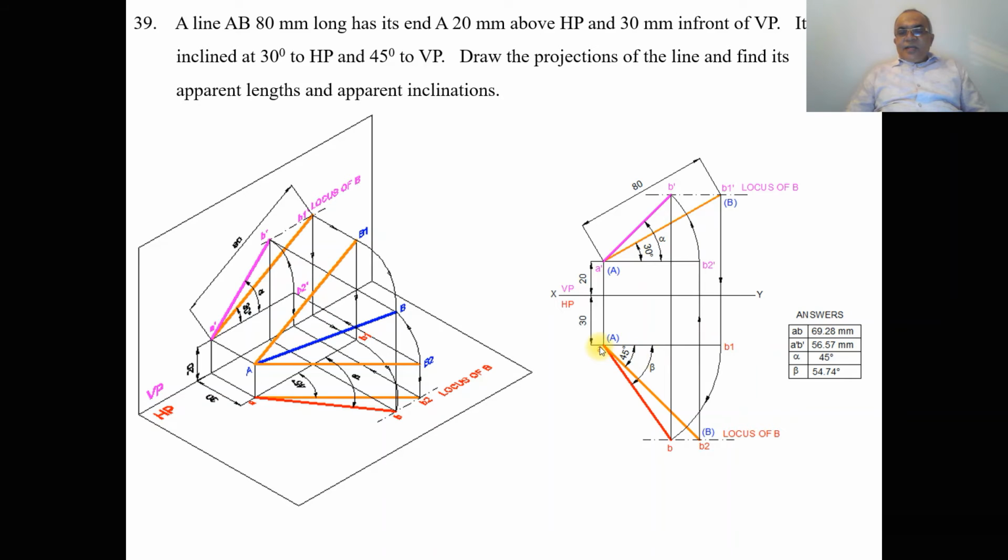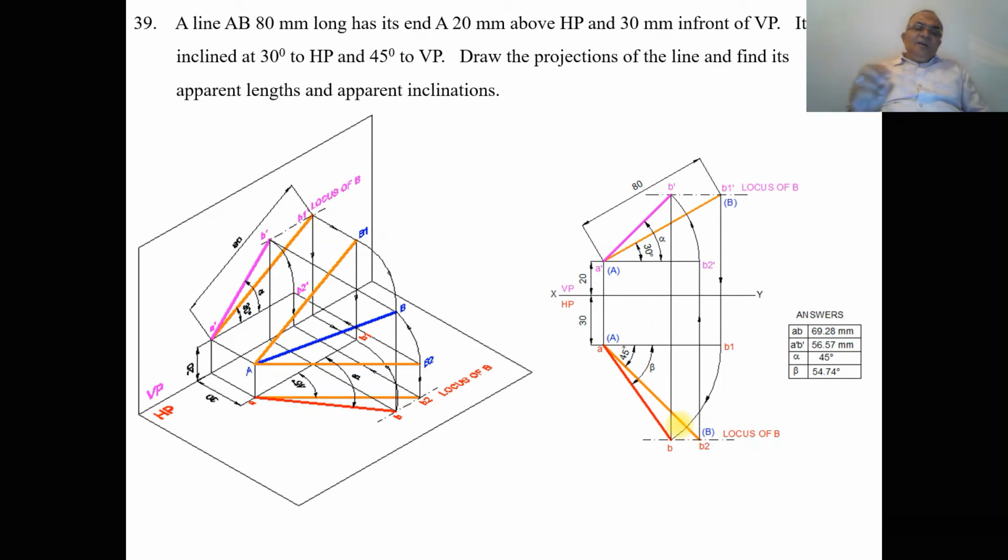Same thing: with A as center, taking the radius of AB1, you rotate this such that it comes and cuts the locus of B here, and you mark this point as B and join AB with a dark line. So this is going to be the top view.